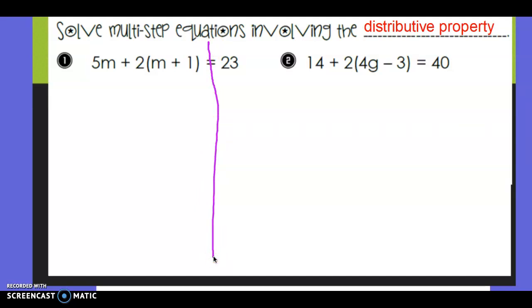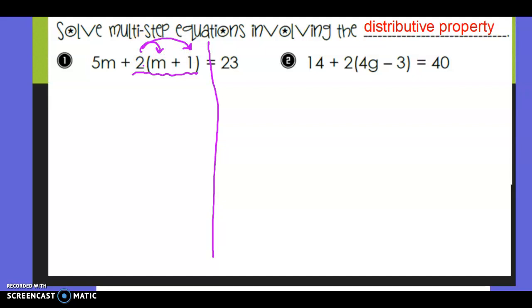We're going to draw our line. And in our first problem, I see this 5m and then plus 2. I know I can't combine letters and numbers, but if I look right here, this 2 is being multiplied by the whole quantity m plus 1. So what I'm going to have to do to get rid of those parentheses is distribute first, because I can't do anything else until I get rid of those parentheses.